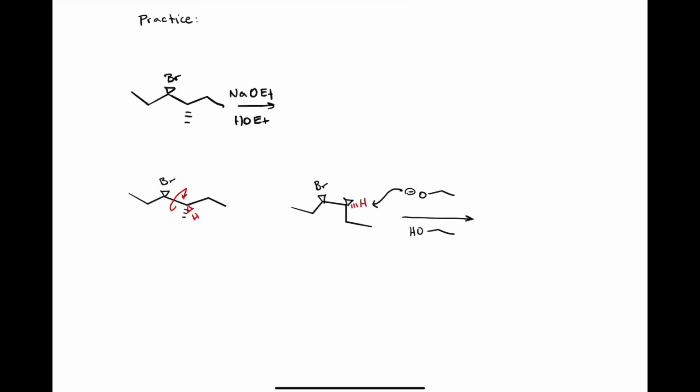Those electrons from the hydrogen are going to come down to form the alkene, and it's going to push off that leaving group. And here we have our alkene, the final product. And we lose stereochemistry at this carbon because it is now sp2.